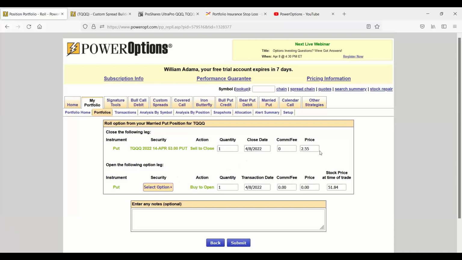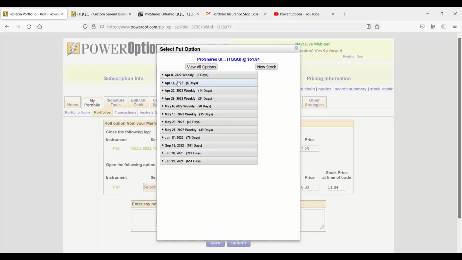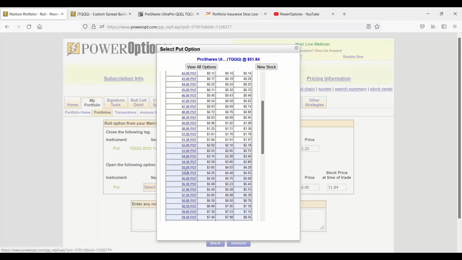And your last move, you sold to close the 53 at 2.25. So is it a higher price than it is right now, likely? And then you bought the April 14th 55 put.